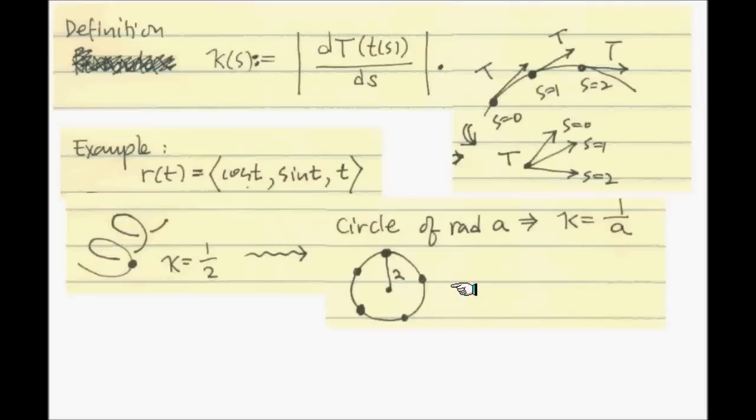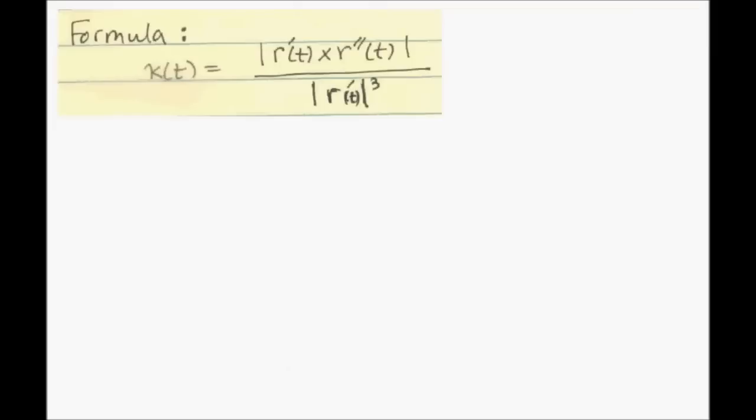So that was my little introduction to the definition of the curvature, kappa. This reads kappa, not k, Greek letter. Now let me introduce the formula. If you think about the definition of the kappa, let me show you briefly.